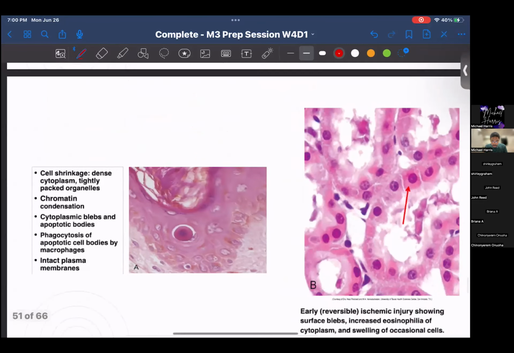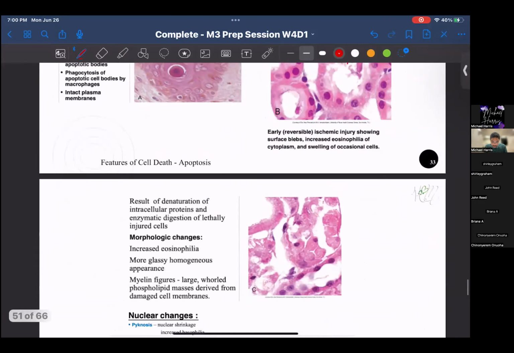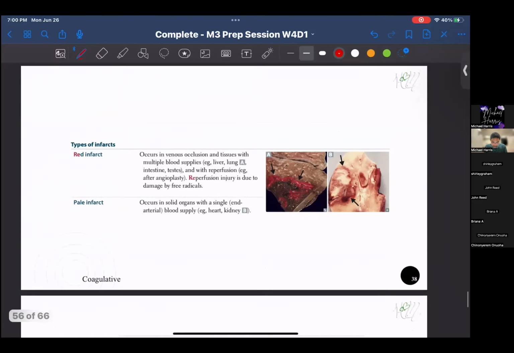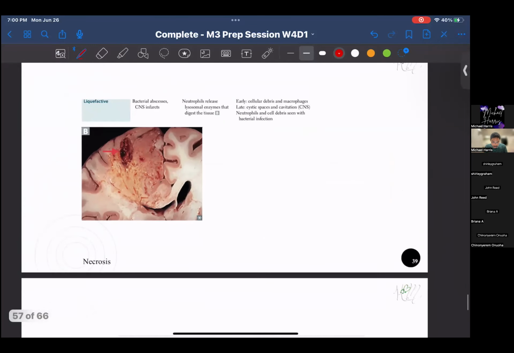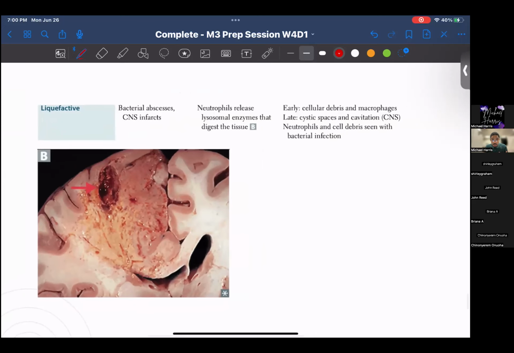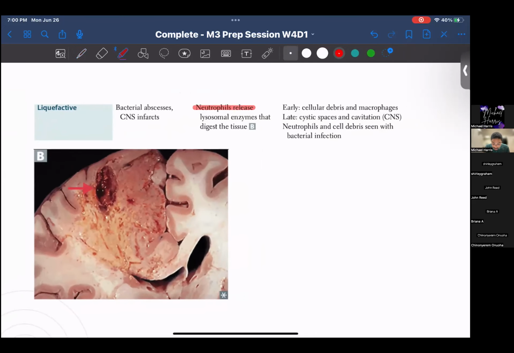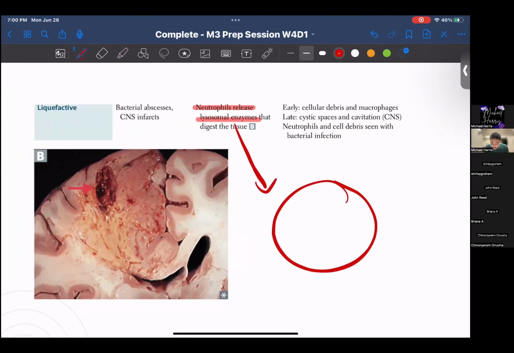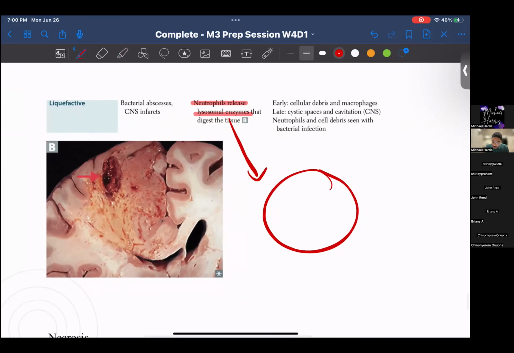Now, let's keep moving. I want to show you the other one. Liquefactive necrosis. What essentially happened here is that neutrophils came into the tissue. They released the enzymes, and those enzymes then broke down the tissue. If you have this nice cell here, and now all of a sudden you have enzymes present, they're going to start chomping down on the cells, and they're going to become liquid.